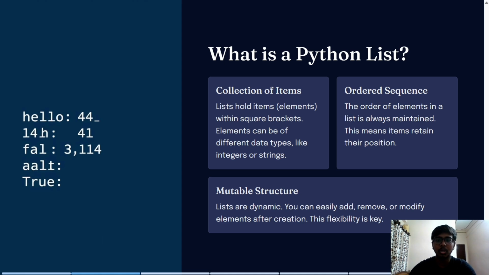Lists are also mutable. Now what is mutable? During our program, if we need to make any modifications to our list, we can do it very quickly. It allows us to modify and change the items or order in our list whenever we require.